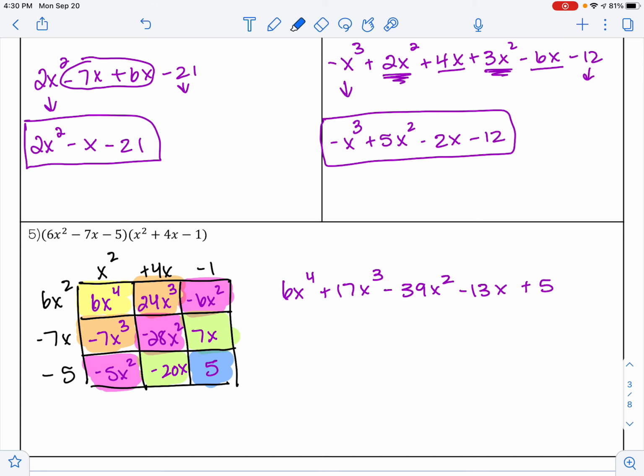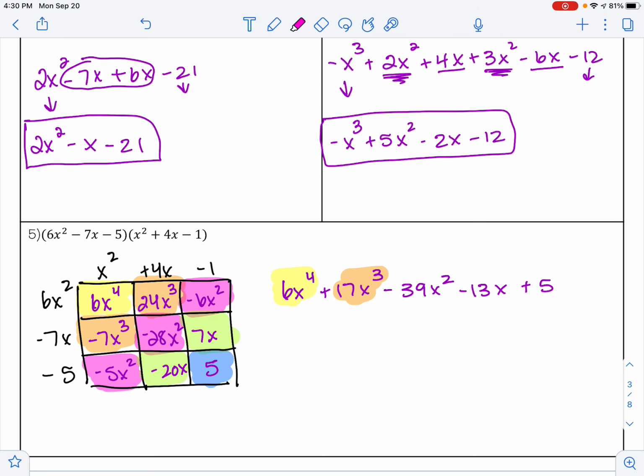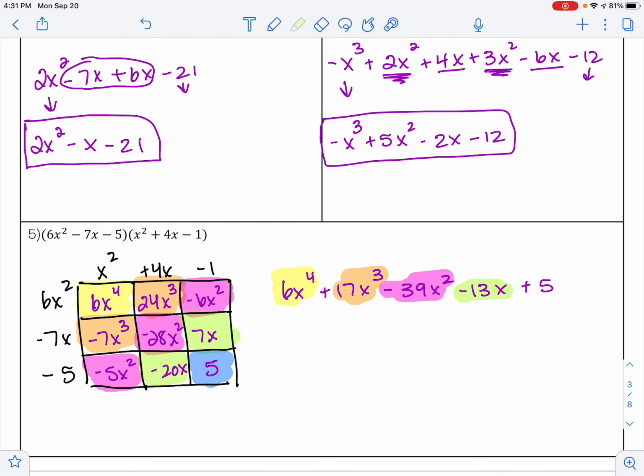If it helps, I'll color code these terms so you can see where each of them came from. The negative 39x squared came from those pink boxes. Negative 13x came from the green. And then 5 was blue.